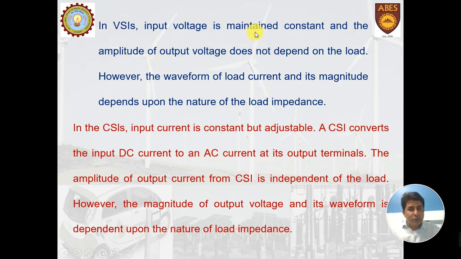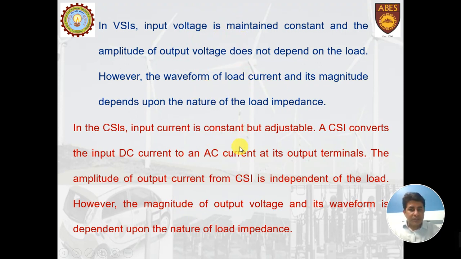So battery is considered to be a constant voltage source. In VSIs, the input voltage is maintained constant and the amplitude of the output voltage does not depend upon the load. So whatever is the input voltage, the same is available at the output, but it gets shifted from DC to AC. The magnitude of the output voltage is not dependent upon the load. However, the load current has its magnitude dependent upon the load. So current is dependent upon the load, but the voltage waveform is not. This is the case of the VSI that we have studied till now.